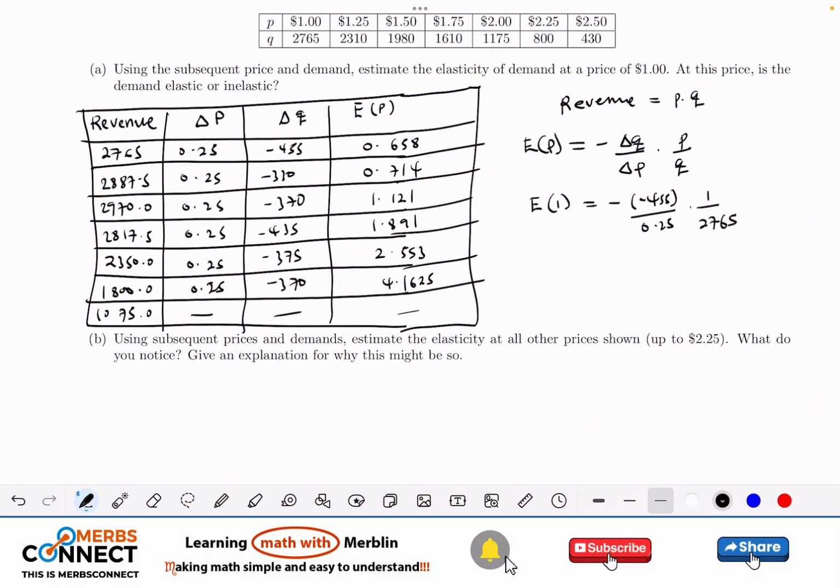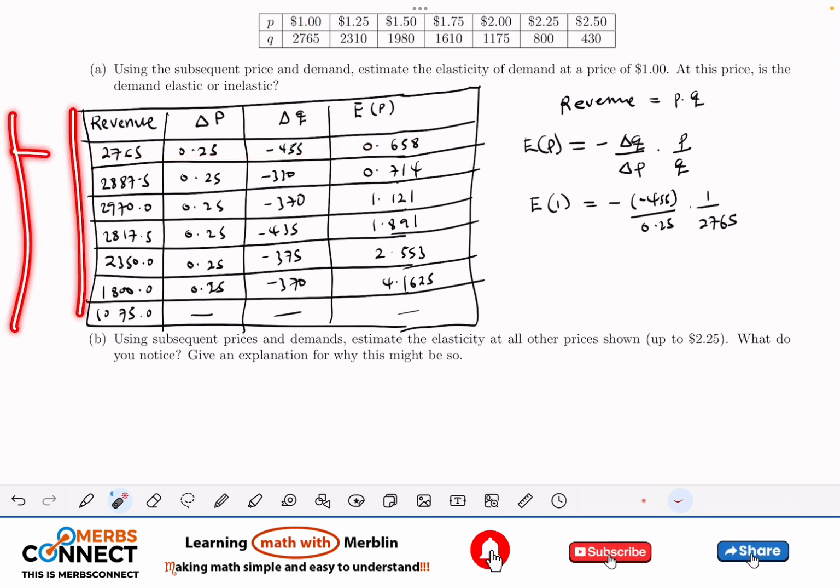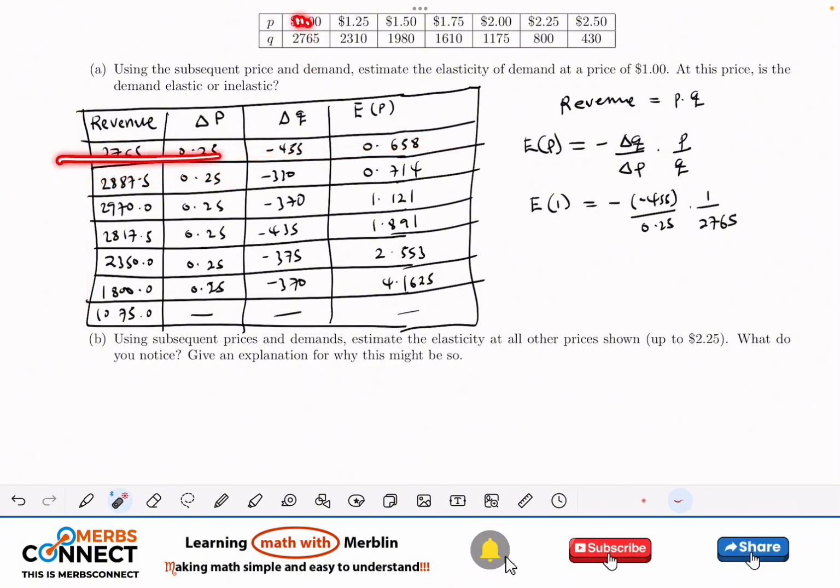Good. So this is what we are going to do whenever a table is given and we need to calculate for everything. So now this is the table that we are going to use to look for the questions, right? This one is using the subsequent price and demand, estimate the elasticity of demand at the price $1. So what is the price at $1? That's the first row, right? Because if I want to write the price and quantity, this is the price for this good. So for $1 is at this price.